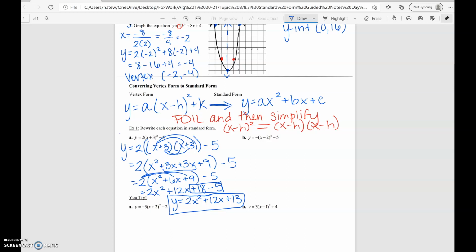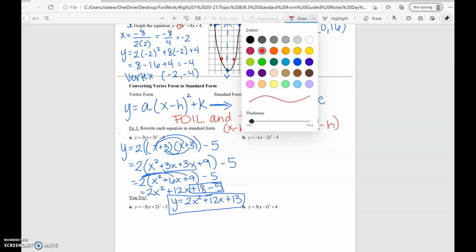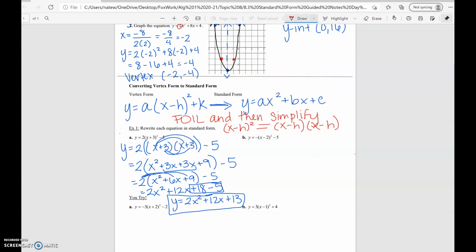All right. Let's take a look at one more and then you'll get some to try on your own. I'm going to switch colors just so we can keep them separate. Again, we're going to do the same idea. We're going to do our FOILing first. So we're going to do (x minus 2)(x minus 2), and then we'll multiply by that negative, and then we'll subtract 5.